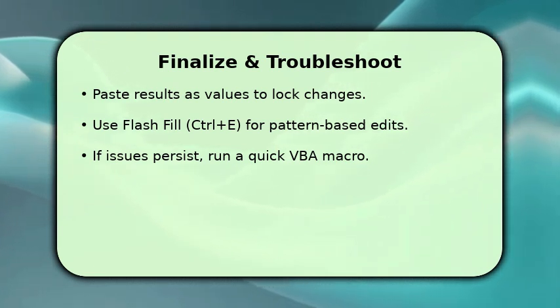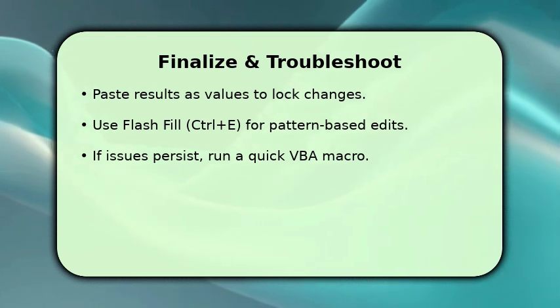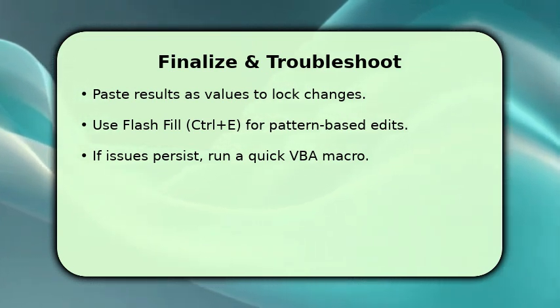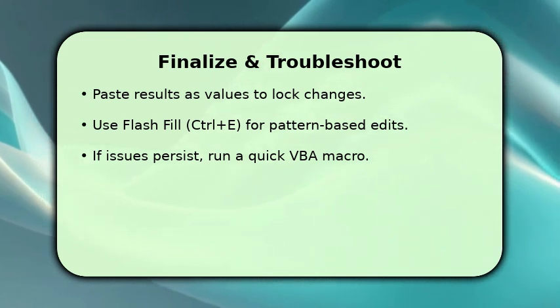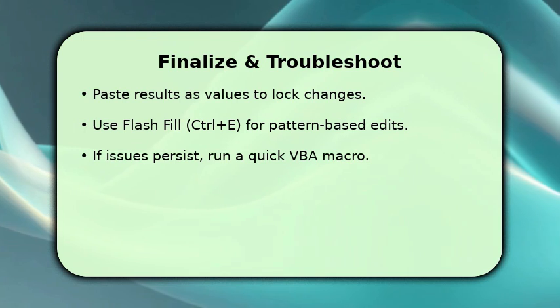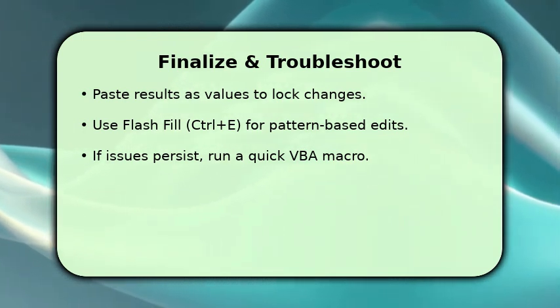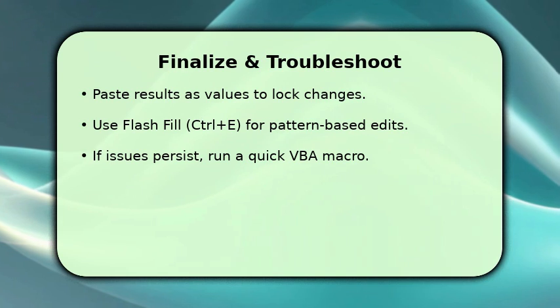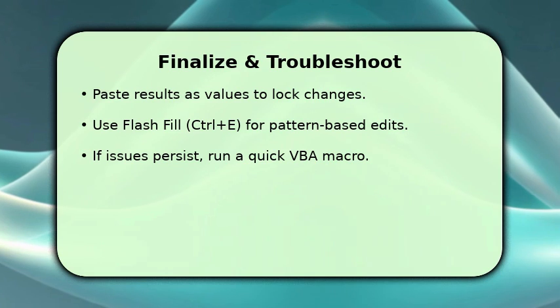If patterns are consistent, Flash Fill, Ctrl+E, can auto-extract the clean text without formulas. If you still see stubborn characters, run a short VBA macro to remove CHAR(160) and all digits, or inspect for hidden formatting. Troubleshooting tip: if replacements don't work, check for non-breaking spaces and remove them first. That usually fixes silent failures.